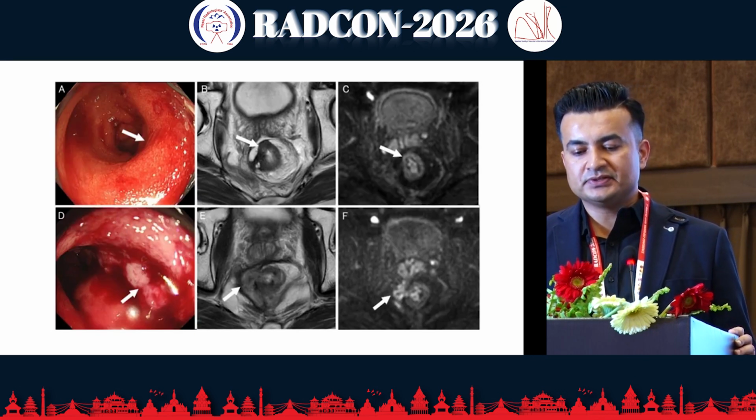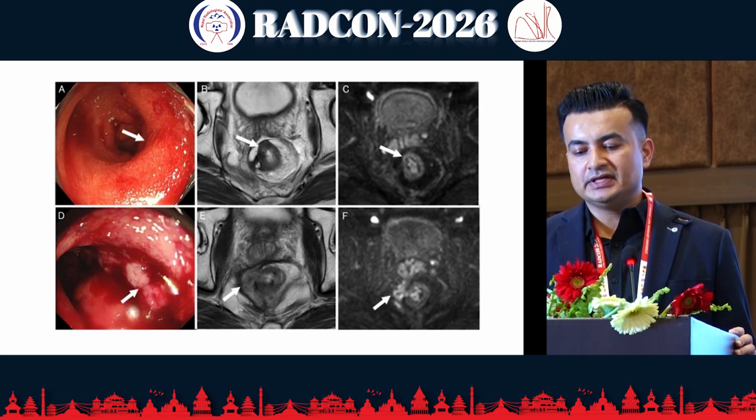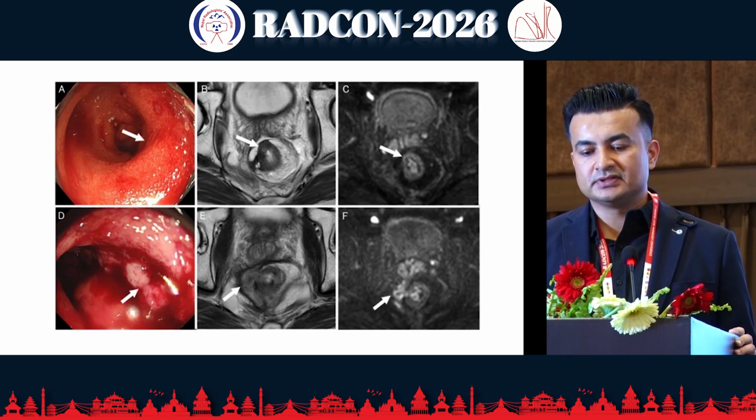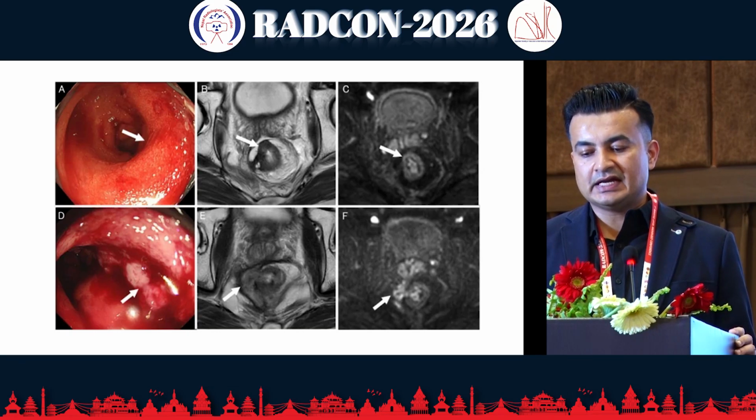Similarly, this is the upper patient, where there is complete response. There is no lesion left on colonoscopy. There is no lesion on T2 weighted image. There is no lesion on the diffusion weighted image. Second patient, there is a lesion after CTRT. There is a lesion left. On T2, there is intermediate signal intensity, and on diffusion weighted, we see lesion.